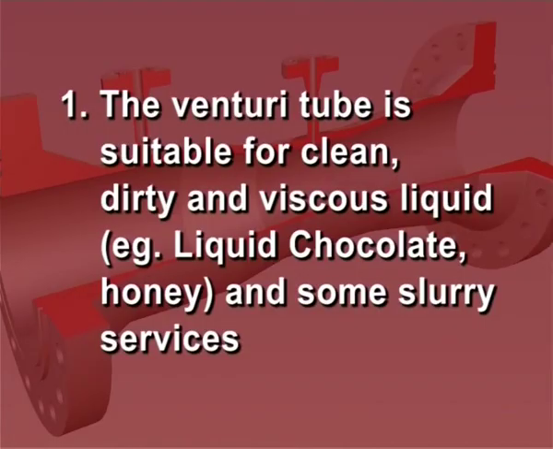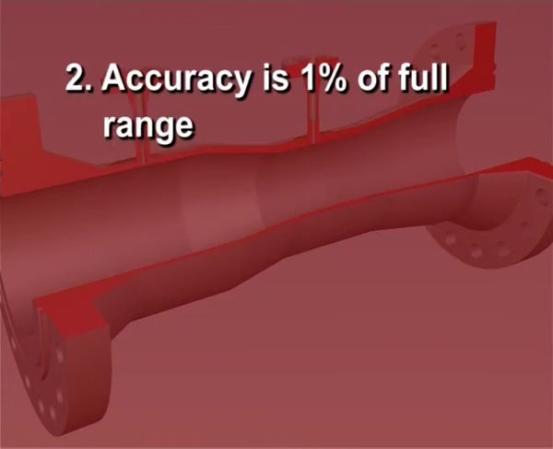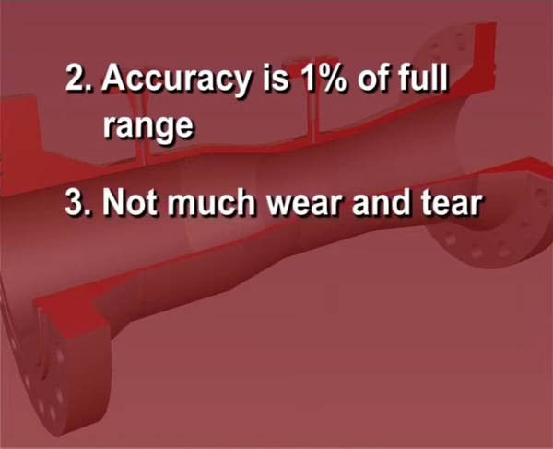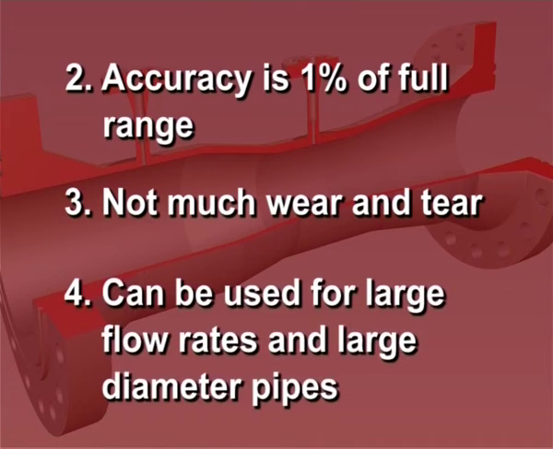The Venturi tube is suitable for clean, dirty and viscous liquids such as liquid chocolate, honey and some slurry services. Accuracy is 1% of the full range. There is not much wear and tear of the instrument, and it can be used for large flow rates and large diameter pipes. Conclusions. In this module, continuity equation is derived, which forms the basis for understanding fluid flow.